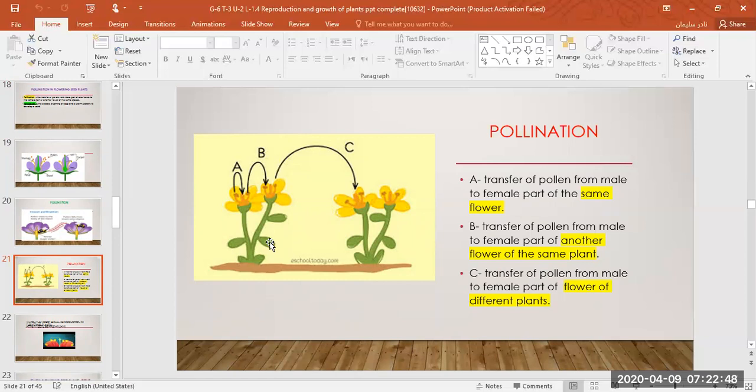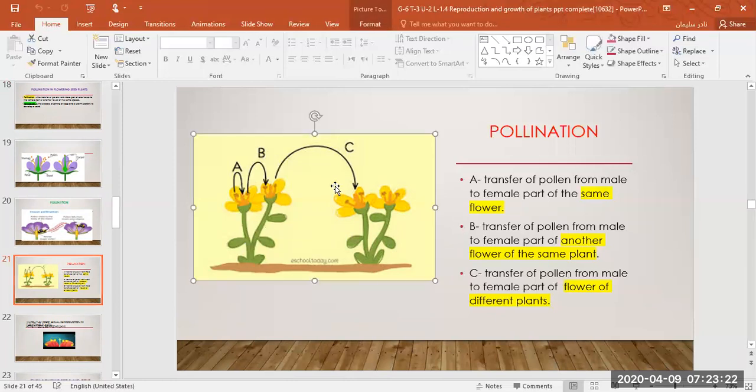If the flower is bisexual, we can say that pollination takes place in this flower. But what about B? B is a pollination between two flowers of the same plant. Look, this one plant contains two flowers. So pollination here, B, takes place between two flowers of the same plant.